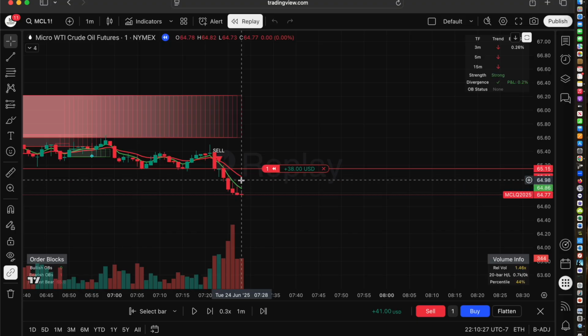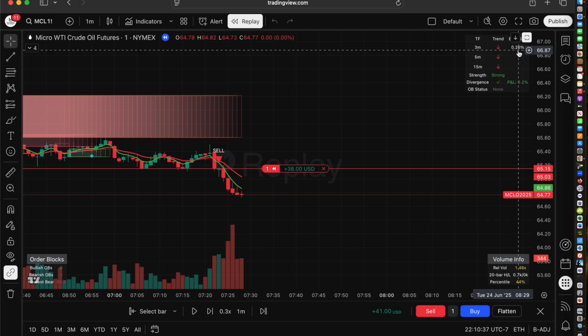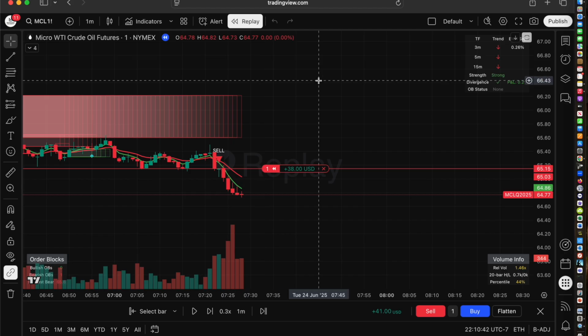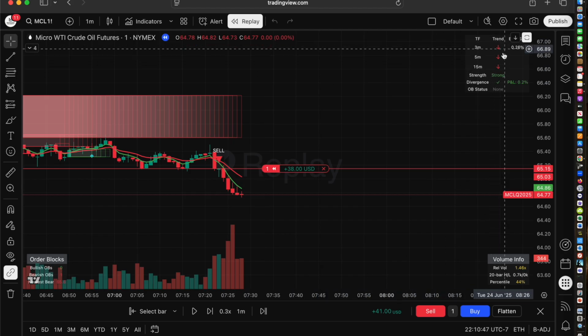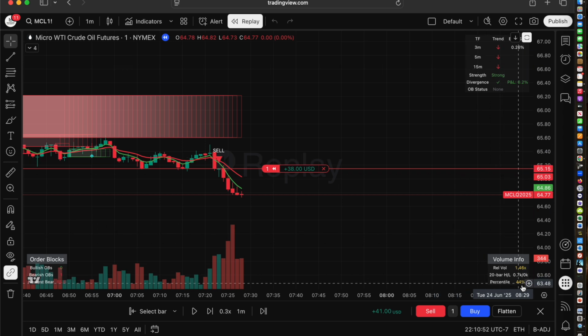See that gap here between our two EMAs? That's what we want. We want that big gap. And it shows right here, 0.26% gap between the two of them. And we're in the 1 minute time frame, but even our 3, 5, and 15 minute time frames are all showing a downward trend. And volume is at 344. Last 20 bars is about 700. So it's about a 44% percentile.